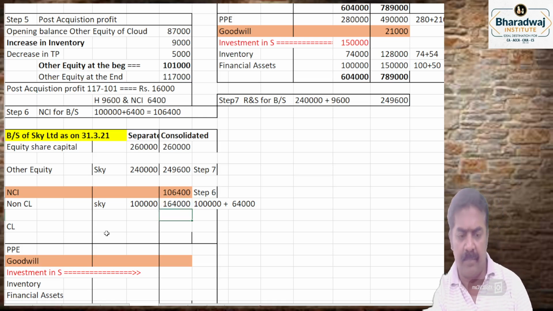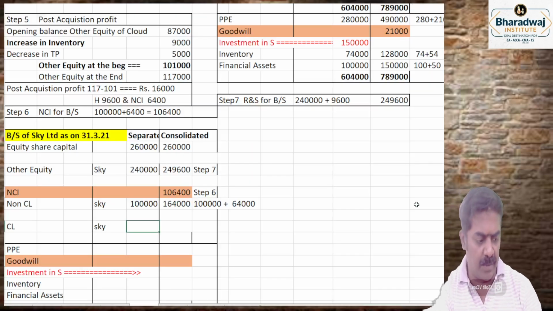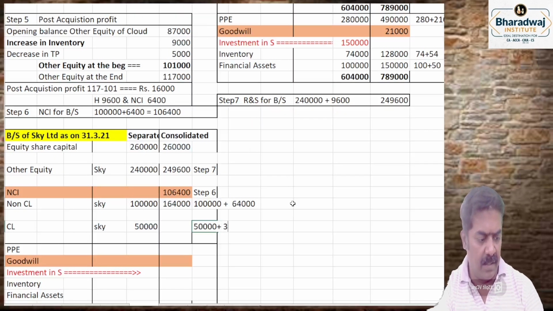Then trade payable, current liability only Sky will come. How much? 50,000. Here, when we add, 50,000 plus 44,000... 31,000. 50,000 plus 31,000, 81,000. Don't adjust current assets, current liability here. That is adjusted in what? Profits.